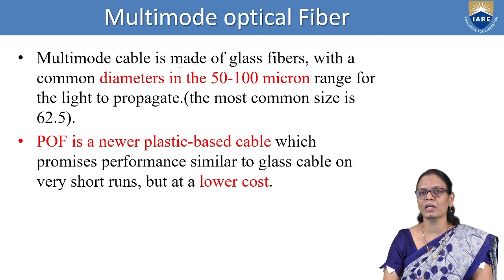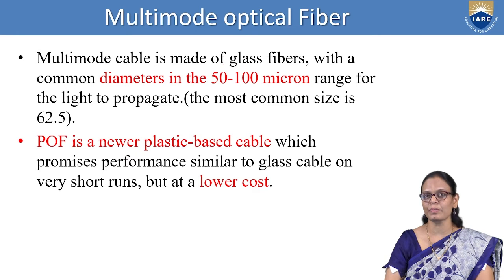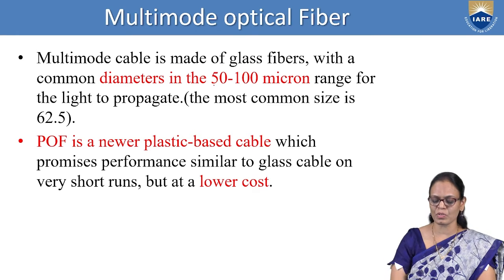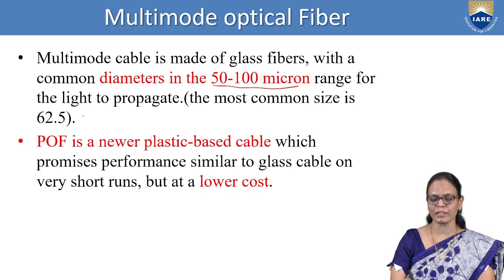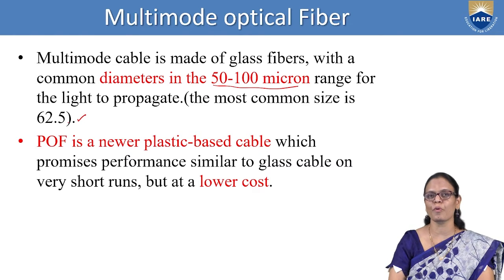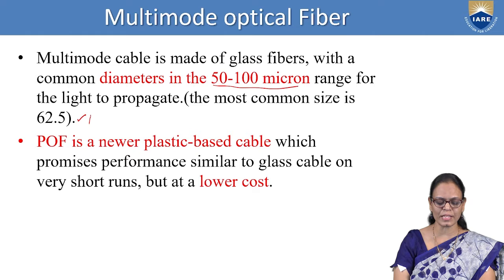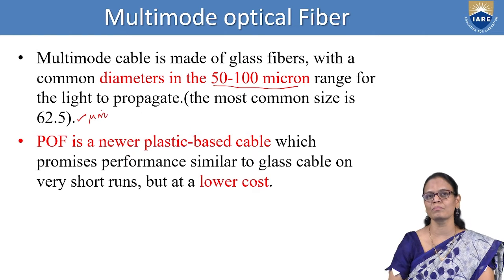Now multimode cable is made up of glass fiber with common diameters in the 50 to 100 micron range for the light to propagate, and the most common size is 62.5 micrometer. It is in the range 50 to 100 micron, but the commonly used one is 62.5 micrometer.